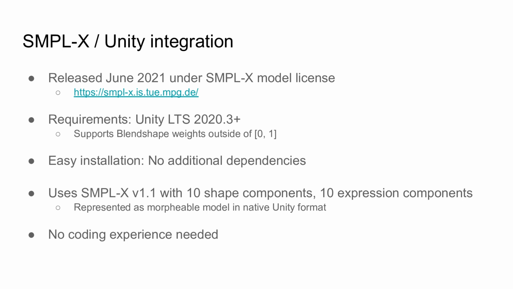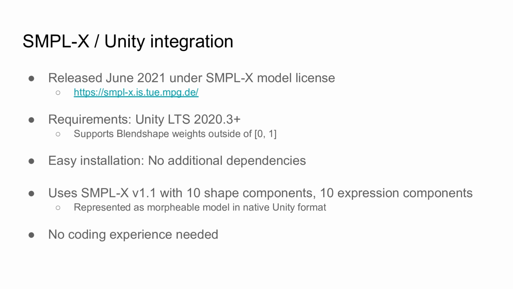To make it easier for you to use the SMPLX model in Unity, we've released in June 2021 under the SMPLX model license a dedicated Unity integration on the SMPLX website. In order to use it, you need to work with a Unity long-term support release 2020.3 or later. In contrast to Unity 5 or older, blend shape weights outside of the 0-1 range are supported, which allows us to directly establish a mapping between the beta shape values and the Unity blend shape weights.